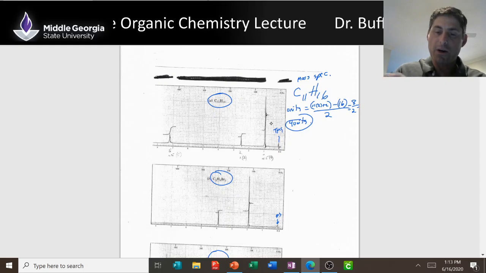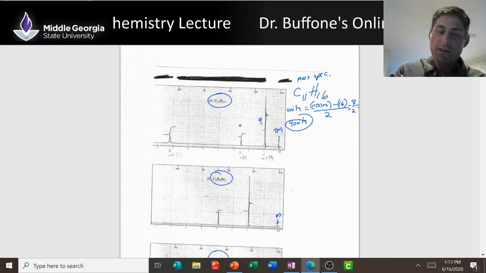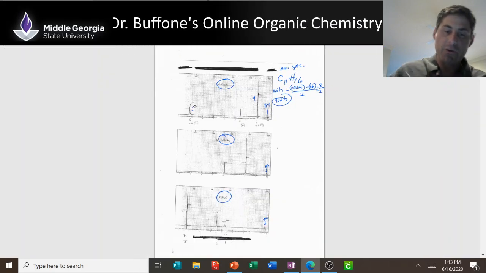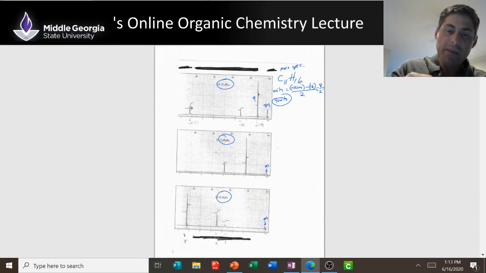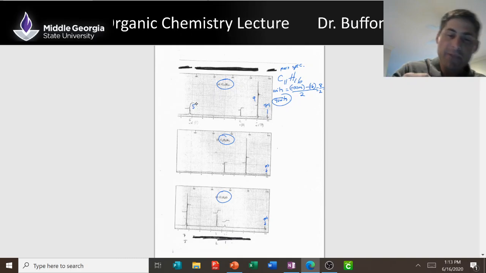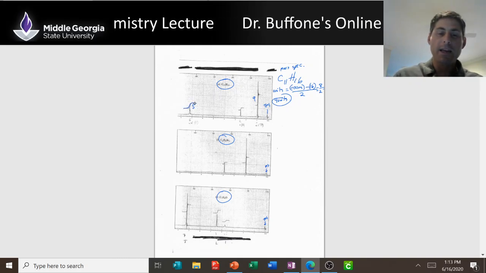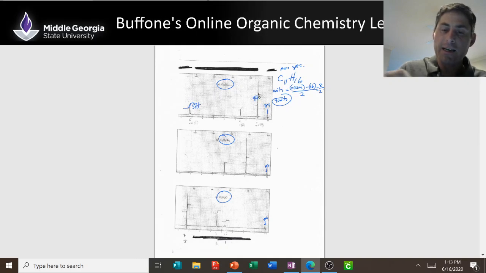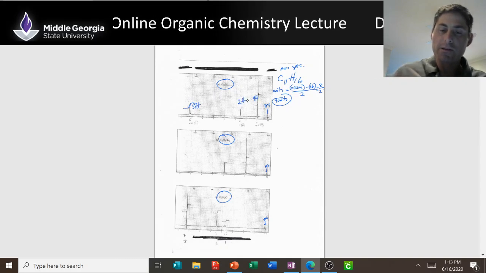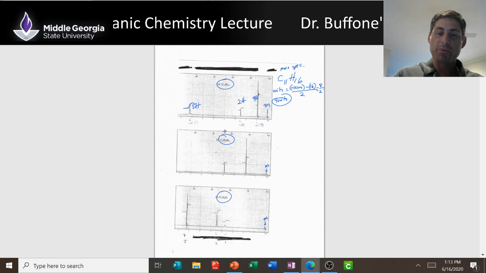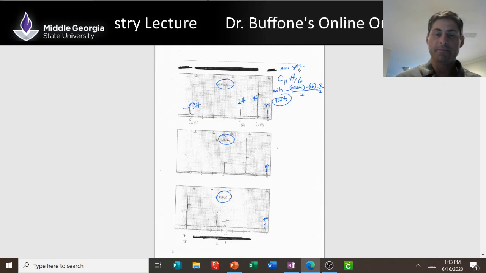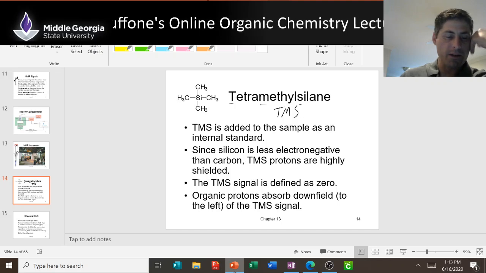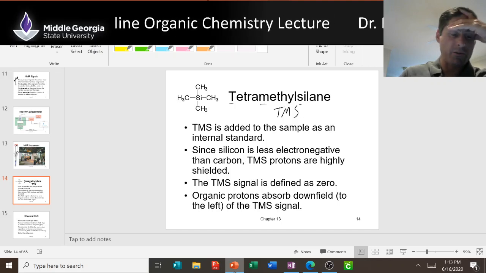And we get a ratio of 9 protons to 2 protons, wow, I really blew that one up, to 5 protons. So the peaks are integrated. That's what this little guy here is. And it's saying that the protons are 5 to 9 to 2. So 9 plus 2 plus 5 is 16. We'll get to that in a little bit, but this is just a preview of what an NMR spectrum looks like.